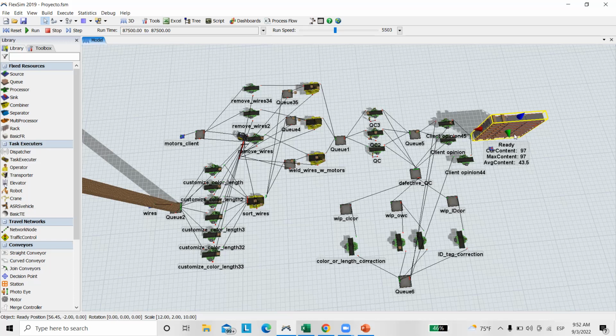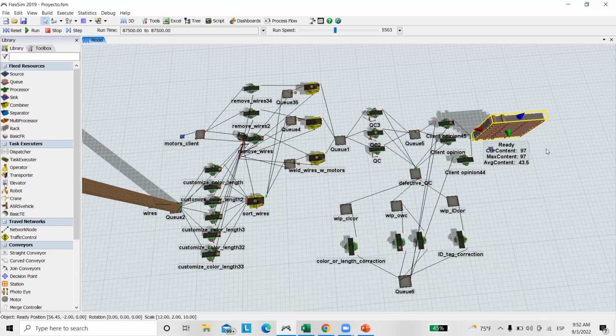Then we have the weld wires with motors, because once the old cables of the motor returned by the customers have been removed, and at the same time the new cables have been customized with the specified color and size, the process of welding the new cables with the returned motor is carried out. For this, we have 3 combiners that are used, which will be connected to the inputs, the QE, and the processors.